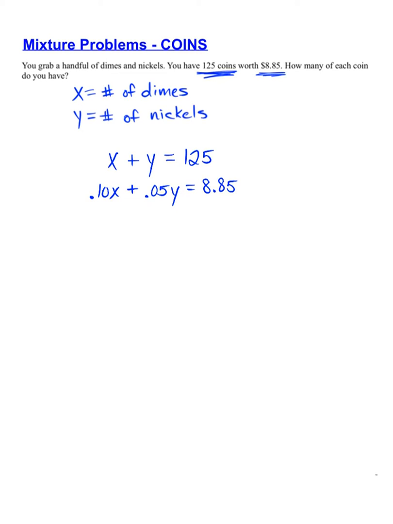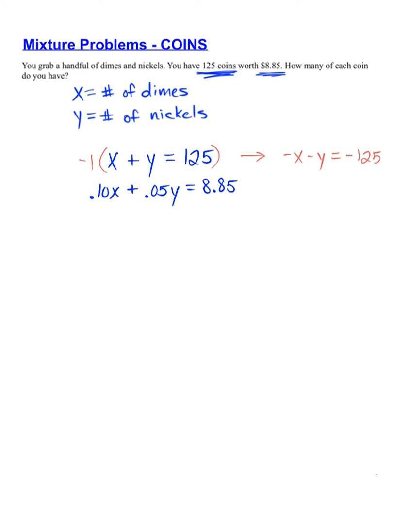Since both of these equations are in standard form, the easiest way to solve would be to use the elimination method. So what we're going to do is first make our top equation have a coefficient of -1 on the x. So I'm going to multiply everything in the equation by -1. That will give us a new equation of -x minus y is equal to -125.